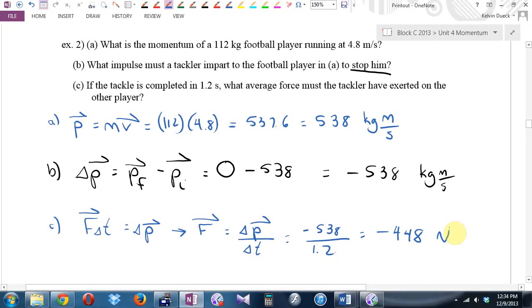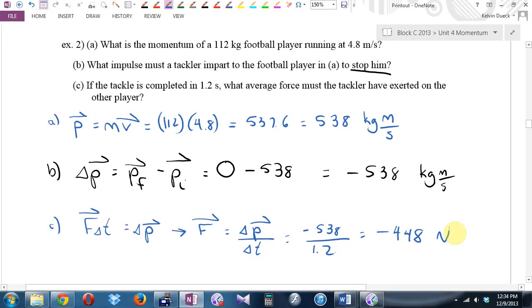But if time goes down, what else has to happen then? I've got to hit him harder. Force has to go up. That's why the biggest hits are the most explosive, quickest hits as well, because I'm stuck with the change in momentum.